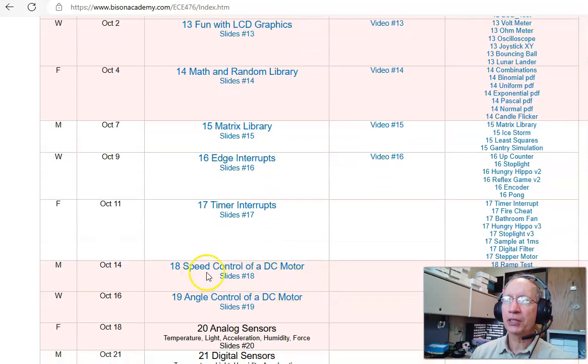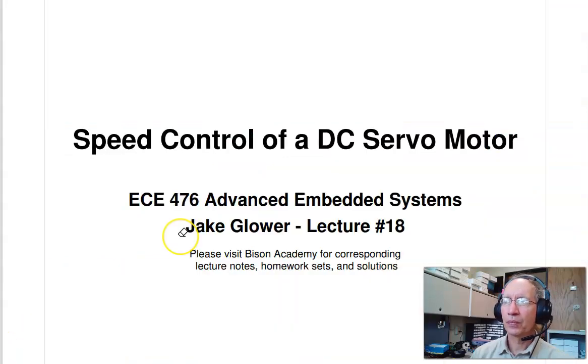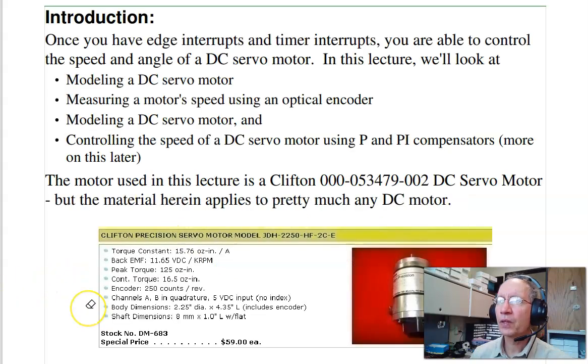In this lecture, we're looking at controlling the speed of a DC motor. Next lecture, we'll look at controlling the angle, say opening and closing a valve. Okay, so that's where we're heading. Getting started, what we're going to be covering in this lecture is controlling the speed of a DC servo motor. Once you have edge interrupts and timer interrupts, you can control the speed of a DC servo motor.